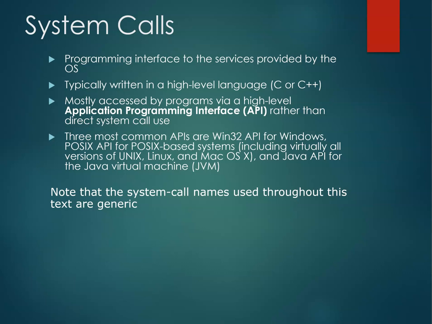The three most common APIs are the Win32, actually these days Win64 API for Windows, POSIX for POSIX-based systems, including Unix, Linux, and Mac, and the Java API for the Java Virtual Machine. Now, the Java API for the JVM isn't necessarily a base part of the operating system, so to speak. It's just a wrapper around the individual operating system's APIs. For these examples, we're going to use generic calls as opposed to specific because we're just trying to get the concept across.